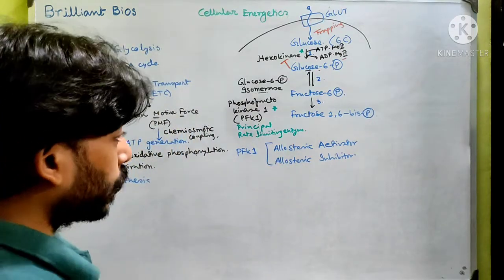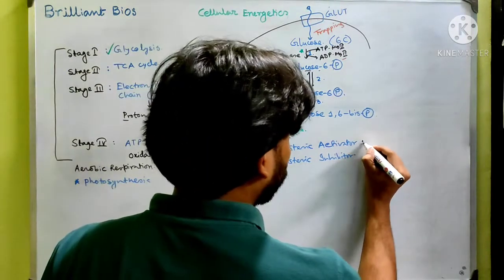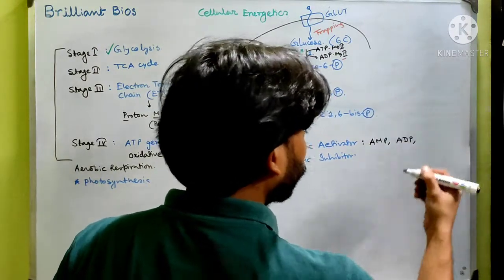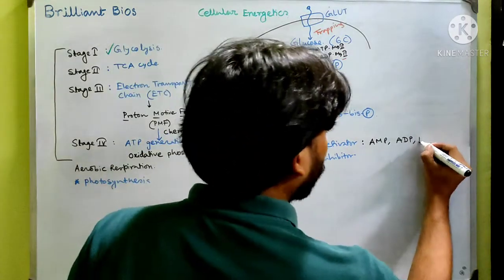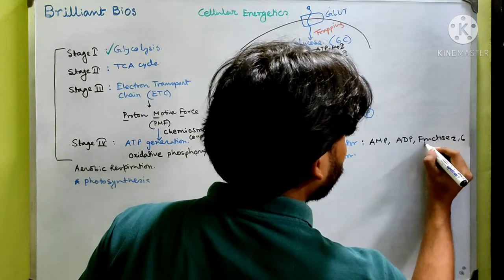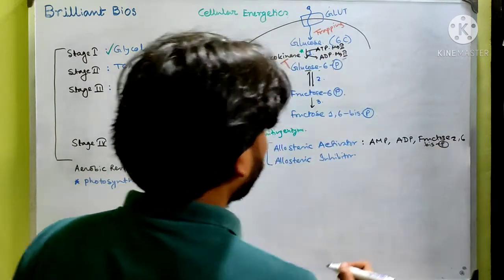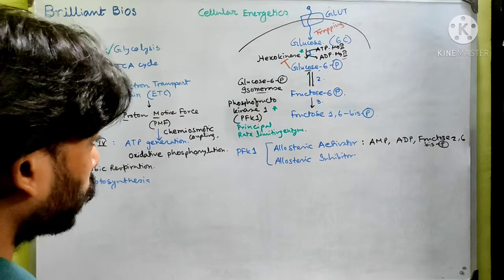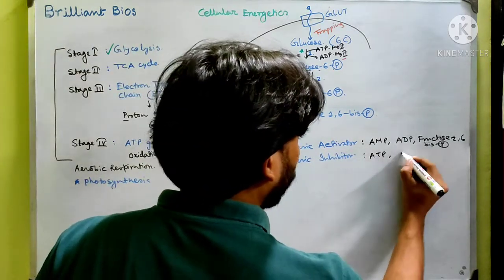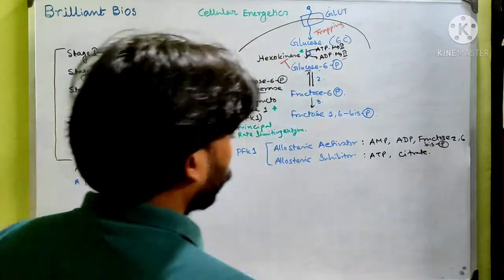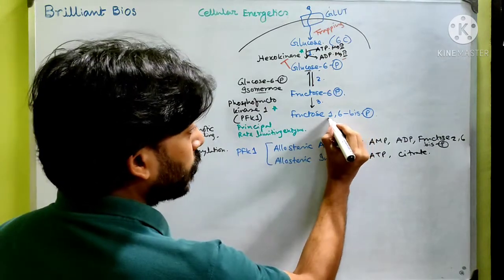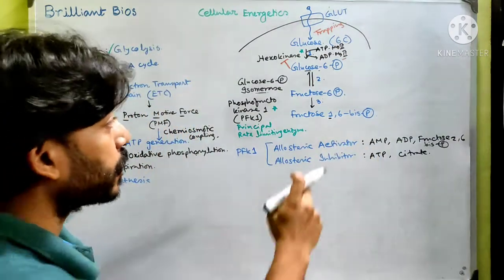Examples of allosteric activators are adenosine monophosphate, adenosine diphosphate, and another very interesting one is that fructose 2,6-bisphosphate is also an allosteric activator of the phosphofructokinase1 enzyme. Allosteric inhibitors are ATP and citrate. In this step, you can see here that another phosphate group is added. I have mentioned fructose 6-phosphate.